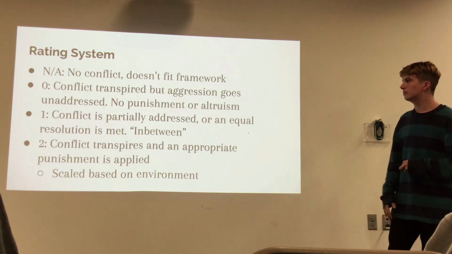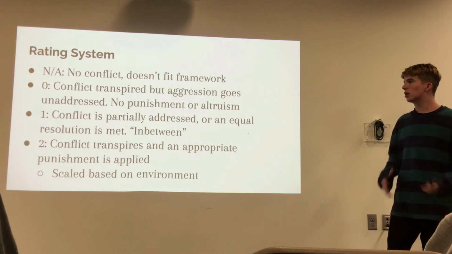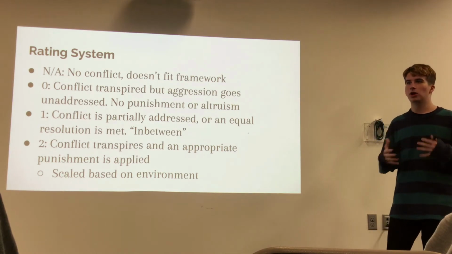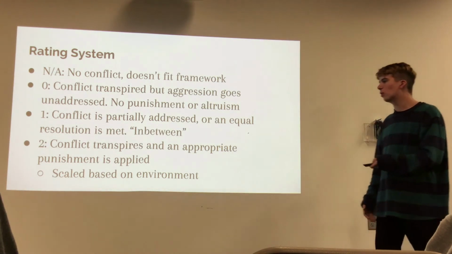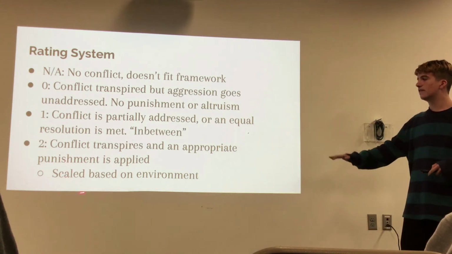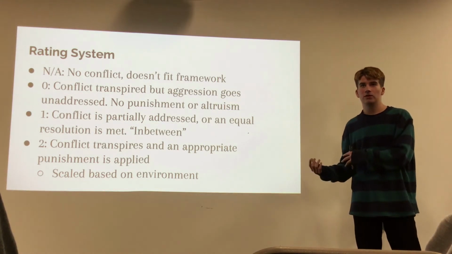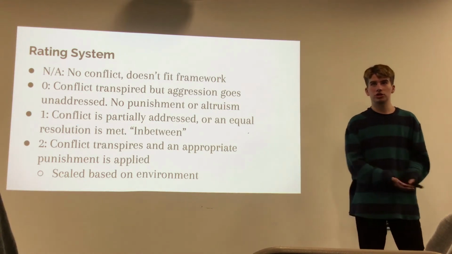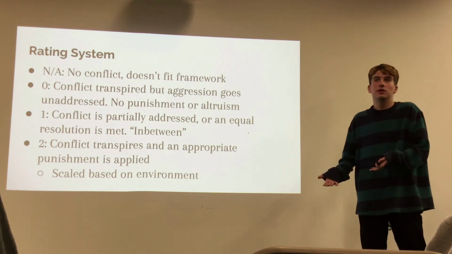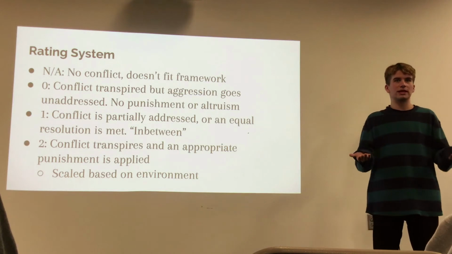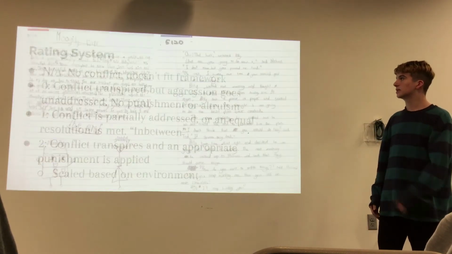And then a 1 is an in-between. It's where the conflict is maybe partially addressed, but not completely, or they reach a resolution, but there isn't quite a punishment for the wrongdoer or the transgressor in the story. Also important to note is that this is scaled based on the environment and the setting of the story. In some stories, the appropriate punishment for what happened could be murder. The person should be killed. But in another story, if it's in a classroom setting, it could just be a detention. The murder doesn't weigh more than the detention, it just depends on how the story is set. So let's scale that way.